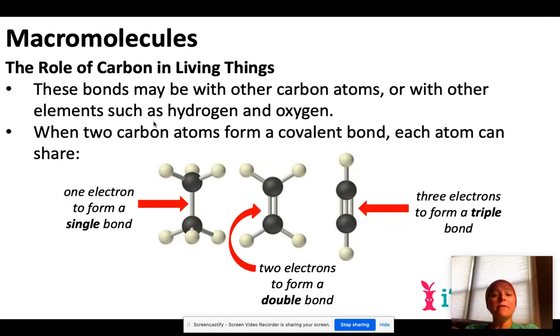What kind of bonds can we have? What else is unique about these bonds? Well, the bonds can be single bonds, double bonds, or triple bonds, which most other atoms can't all do. Some can do single bonds, some can do double bonds, but very few can actually do triple bonds.